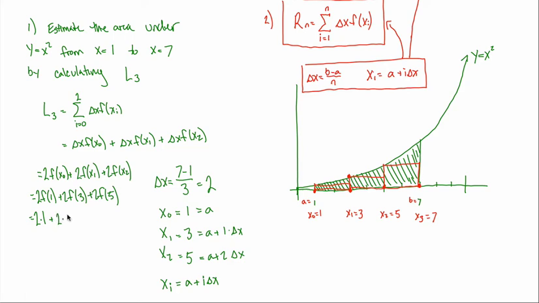This is just 2 times 9. What about here? If I put 5 in, well, 5 squared is 25. So I'd get 2 times 25. I got 2 plus 18 plus 50. If I add up those 3 numbers, I get 70.